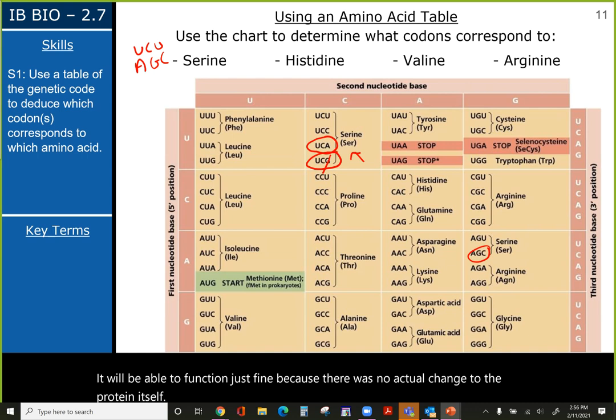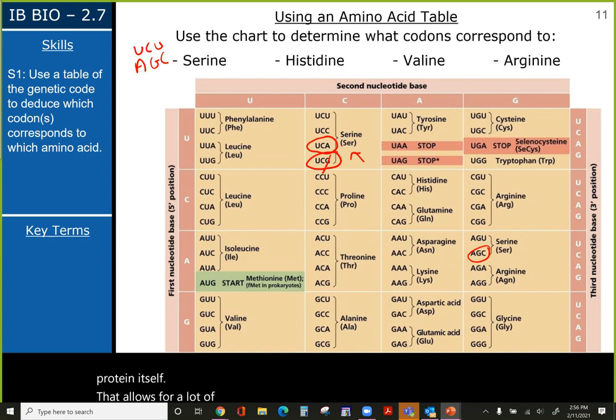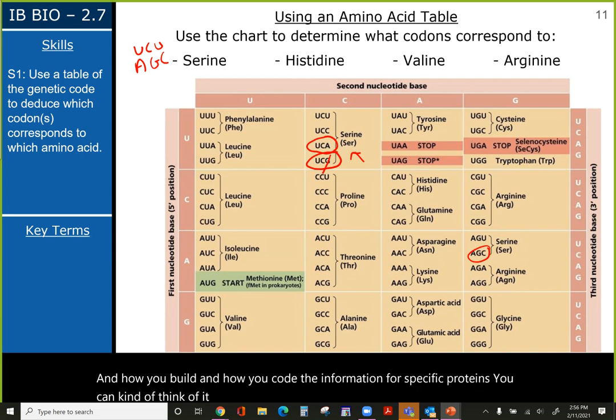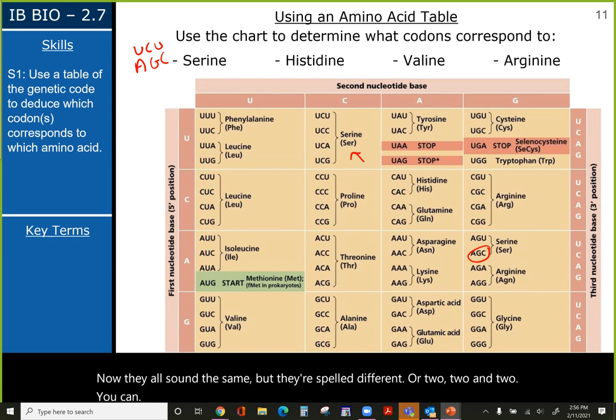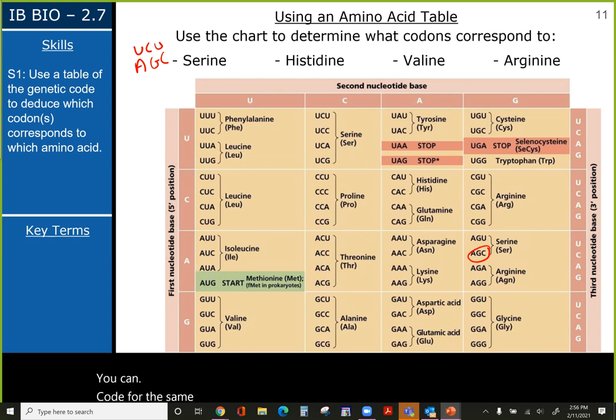That allows for a lot of leeway in how you build and how you code the information for specific proteins. You can kind of think of it like, you know how in the English language we have "there" and "their" and "they're", right? Now they all sound the same, but they're spelled different. Or "two" and "too". You can code for the same amino acid different ways.